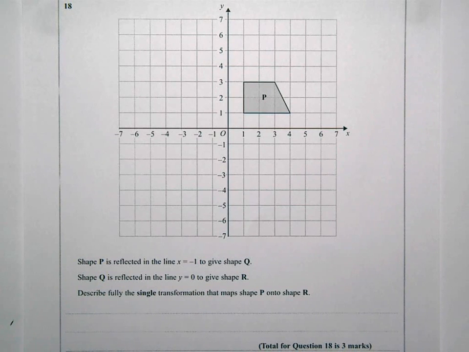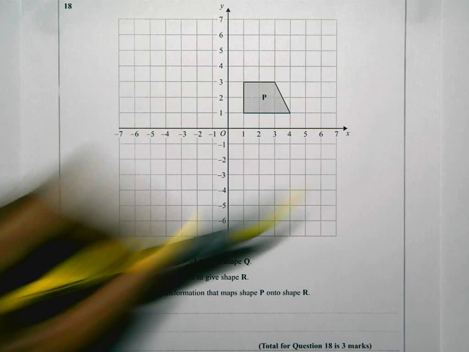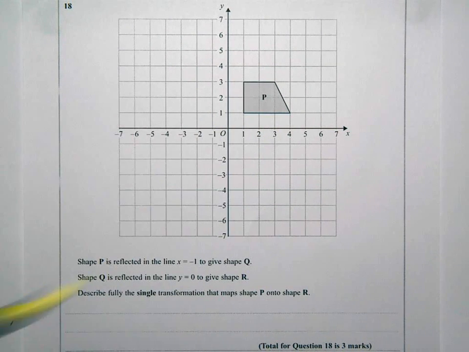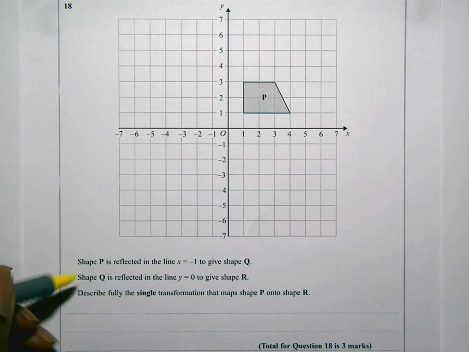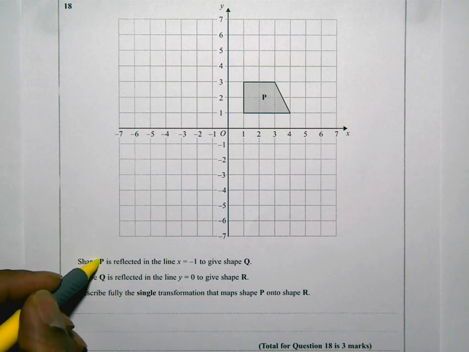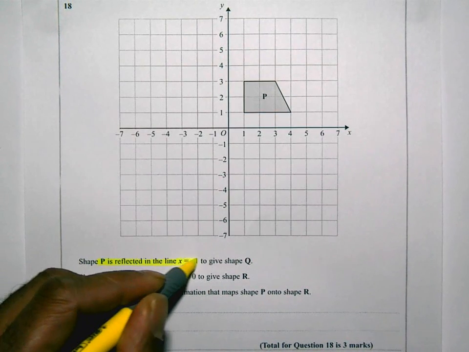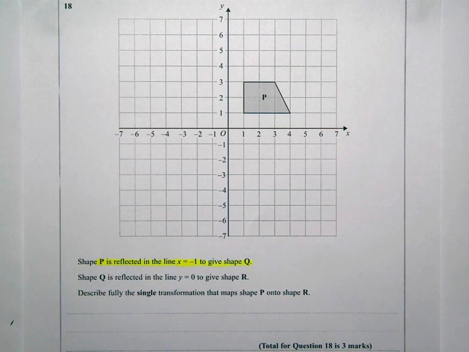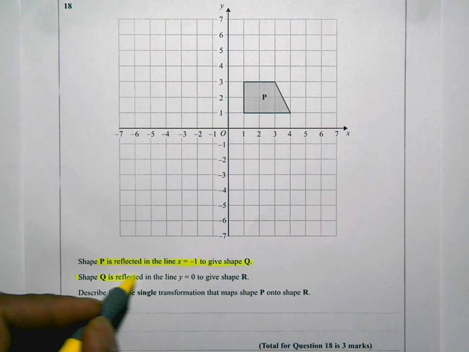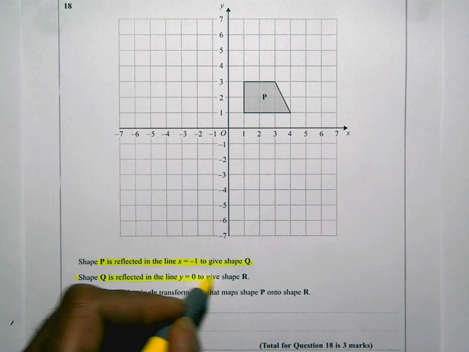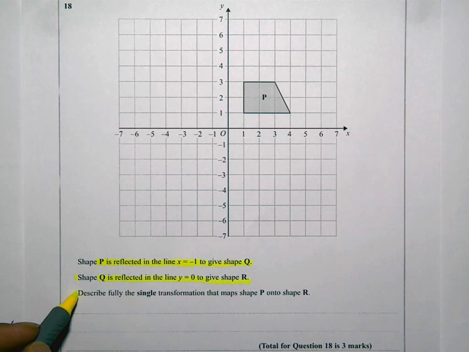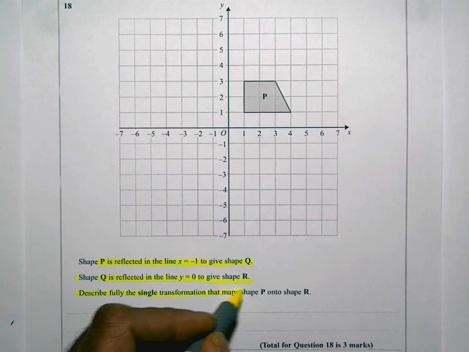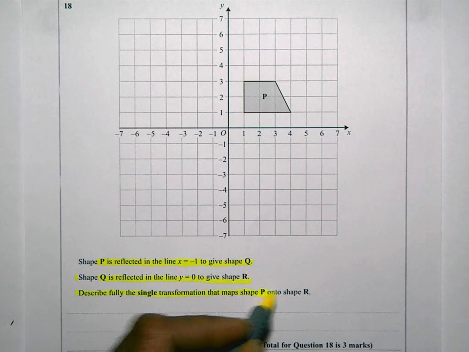Okay, here's question 18 on the higher non-calculator paper. Reading the question first, I've got a grid here with a shape, a trapezium, and it's labeled P. So reading the question, shape P is reflected in the line x equals -1 to give shape Q. Shape Q is reflected along the line y equals 0 to give shape R. Describe fully the single transformation that maps shape P to shape R.